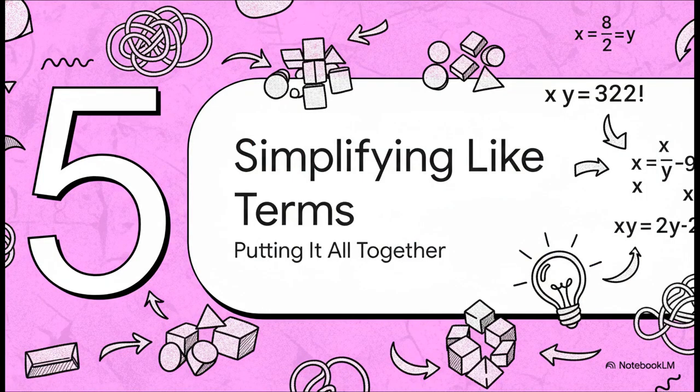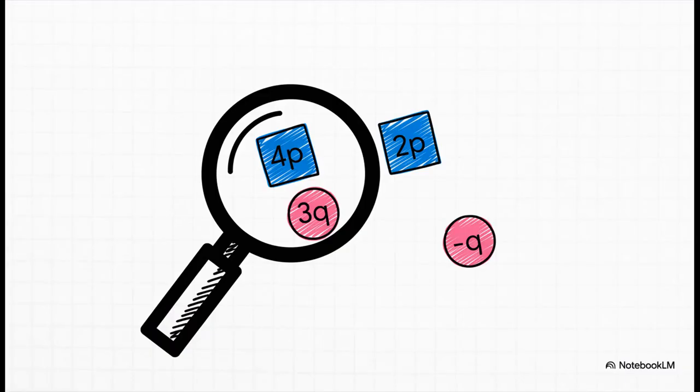All right, enough talk. Let's actually do this. We're going to take a messy-looking expression and use this whole like terms idea to make it simple, clean, and much easier to work with. Okay, here's our starting expression. We've got 4 different pieces here and 2 different variables floating around, p and q. Our mission is to combine whatever we can.